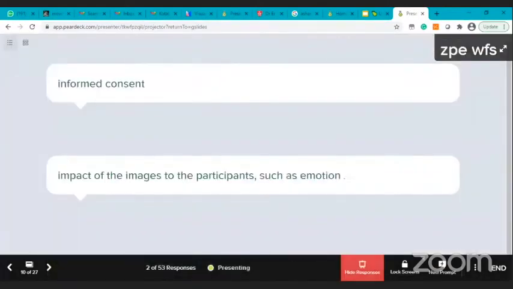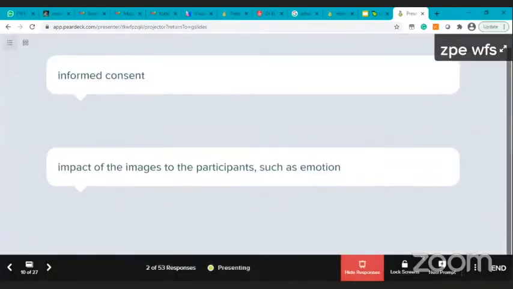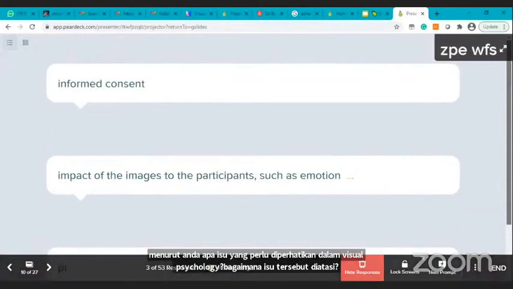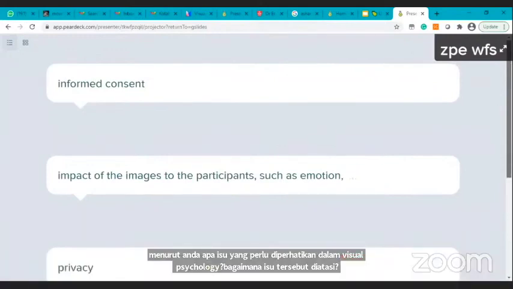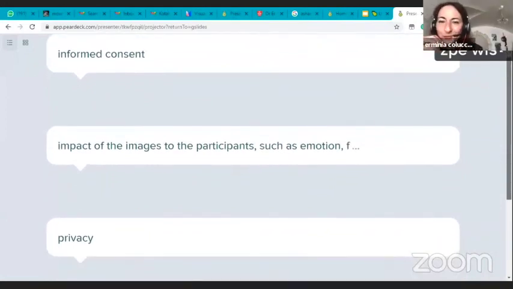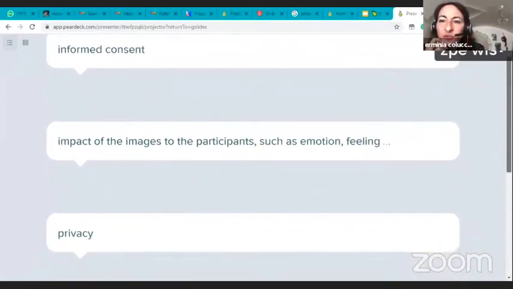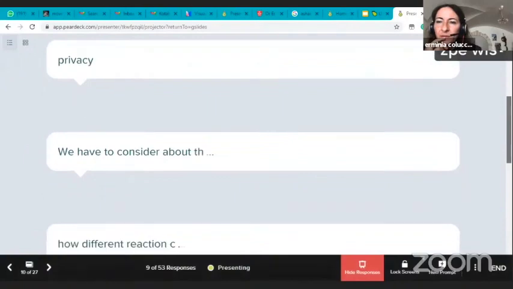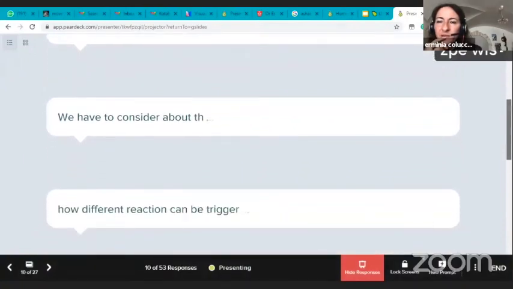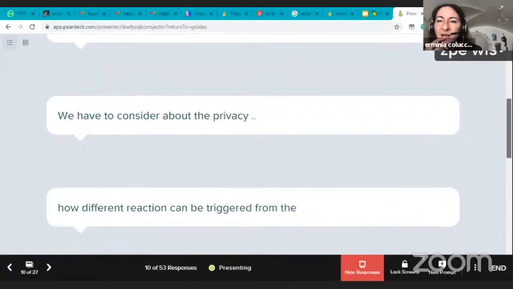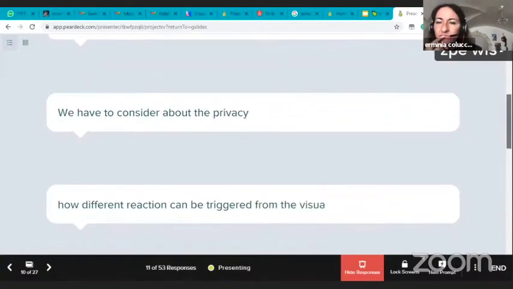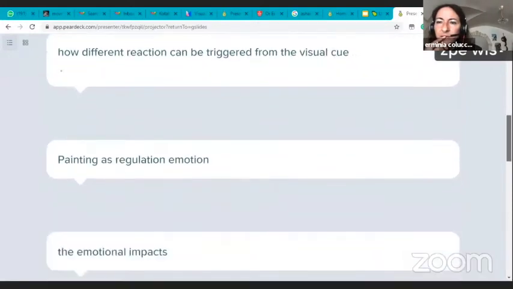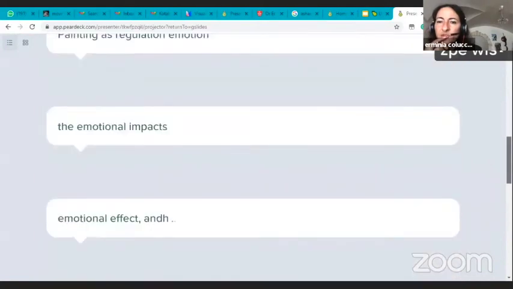We will see some responses. So here are some responses. Informed consent. I was looking at the application to see what people have to do, I was very curious. Informed consent, impact of images, participant emotion, feeling, privacy. We have to consider privacy, how different reactions can be triggered. Emotional impact, emotional effect.